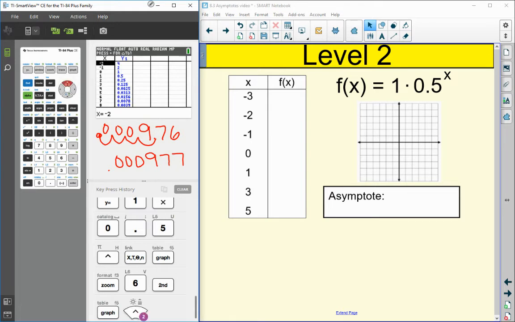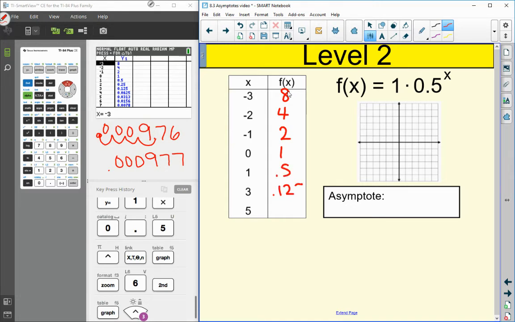Well, I need -3, so I'm going to go up. Okay, -3 is 8. -2 is 4. -1 is 2, and then 1, and then 0.5, 0.125, and 5 is, wait, I can't read that, but I think it's the same as the last one. 313 is what I think that says there. Okay, and it rounded there. But hopefully you notice it's just the opposite of the last one. Why is it the opposite? Because instead of having your multiplier be 2, this time your multiplier is 1/2. So it is going the opposite way.